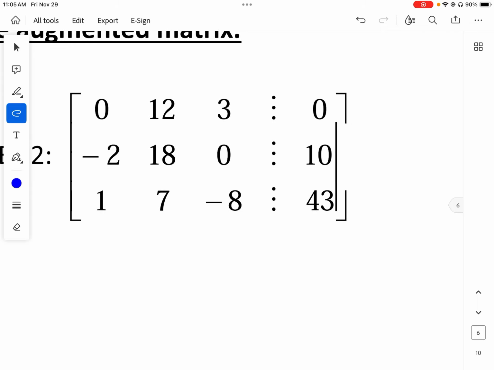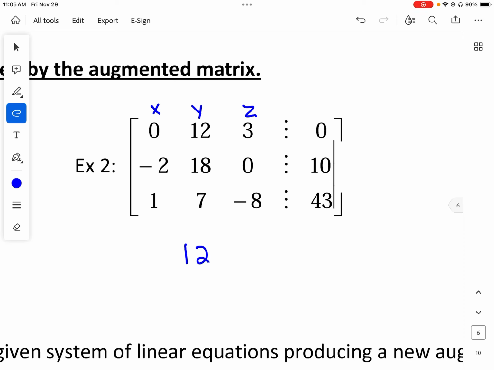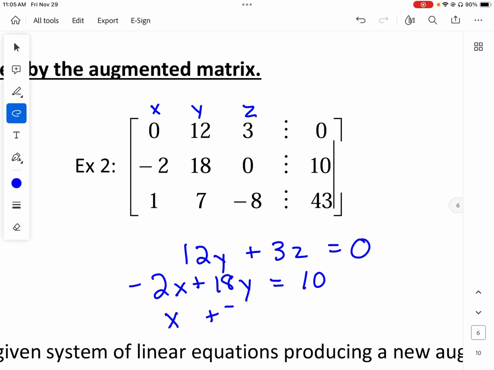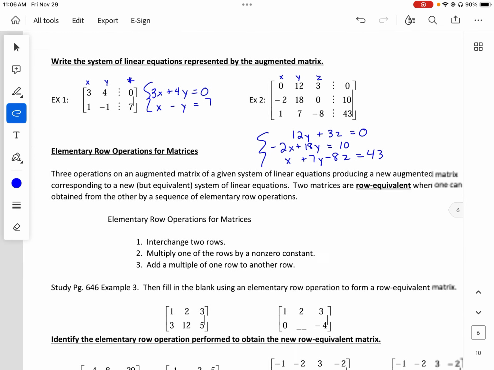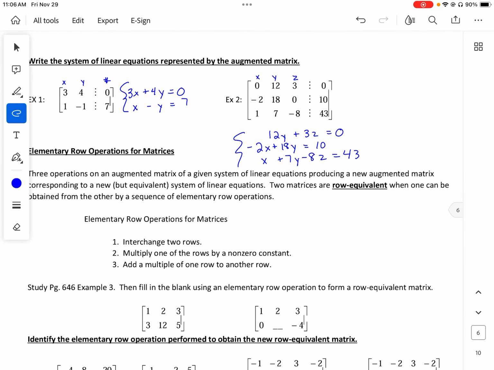Okay, when we have this, we can use x, y, and z. So we would say 12y plus 3z equals 0. Negative 2x plus 18y plus 0z equals 10. And then x plus 7y minus 8z equals 43. So these are equations. We're going to do some row operations in order to reduce the matrix.